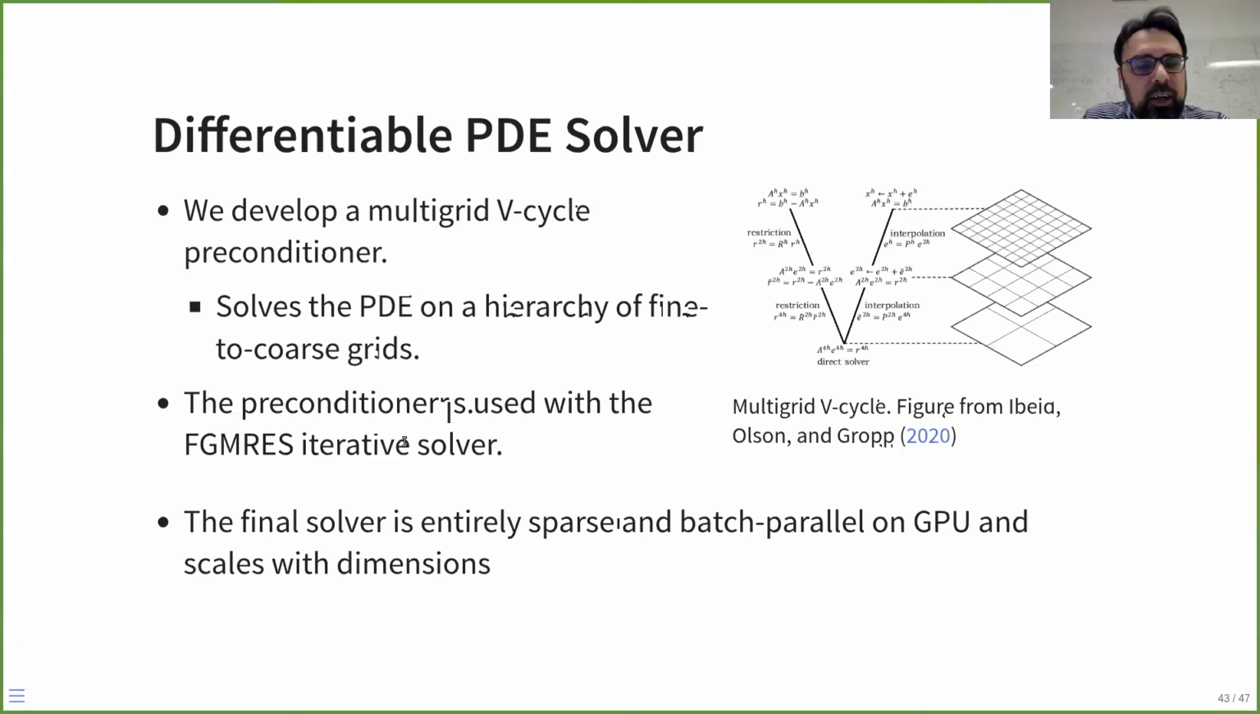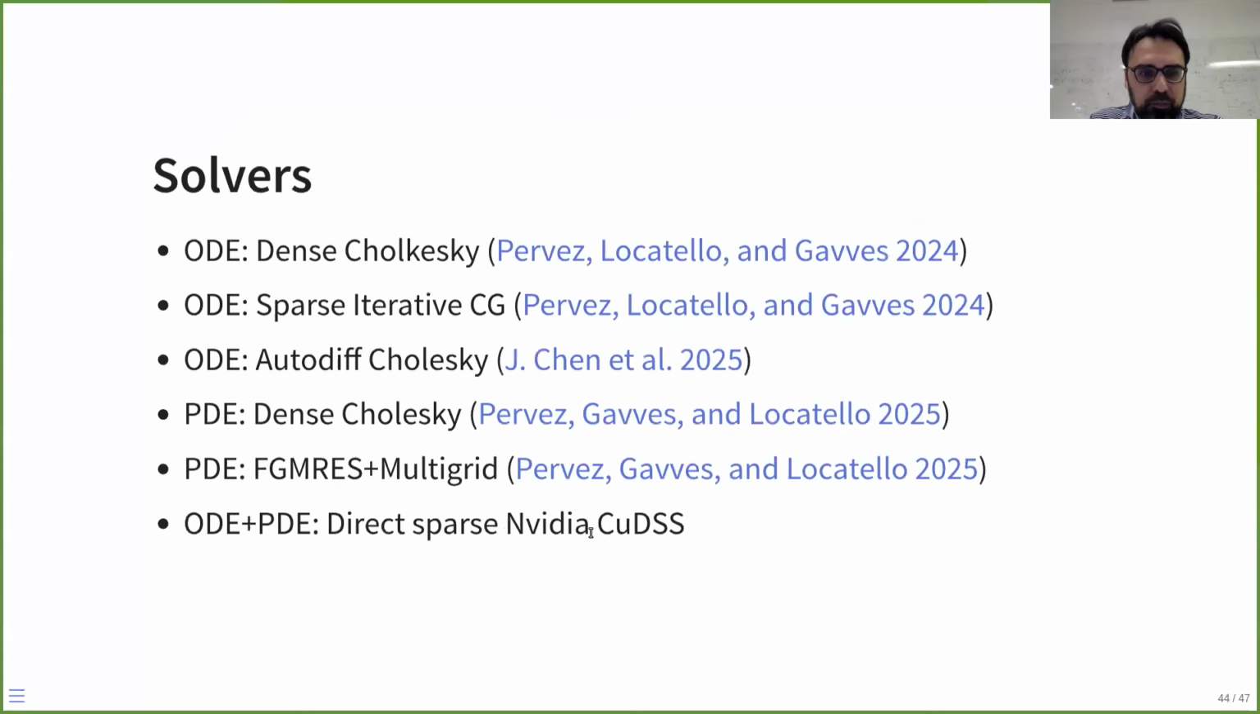And finally, for large PDEs, we also develop a multigrid preconditioned solver for use with 2D data when it's large. For instance, for the reaction diffusion equations, we use this multigrid solver. So it's basically developing a preconditioner that is used with the FGMRES iterative solver. And it's also sparse, so you can scale this.